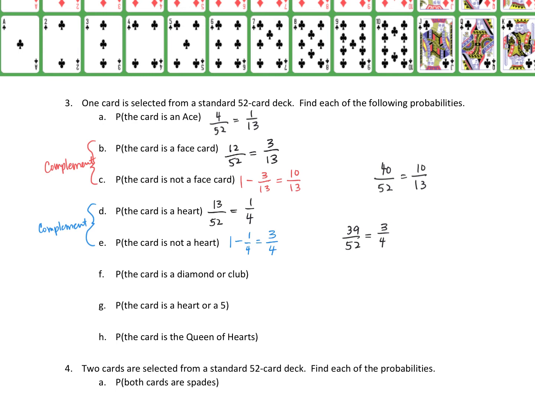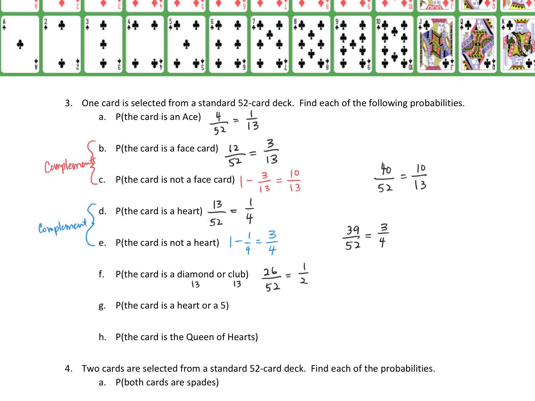Okay, part F, find the probability that the card is a diamond or club. So there's different things that could happen here. There are 13 diamonds and there are 13 clubs. And those do not overlap, right? If it's a diamond, it cannot be a club. So we have 26 outcomes that are favorable out of 52 cards. And both of these are divisible by 26, and we'll see that we get 1/2.